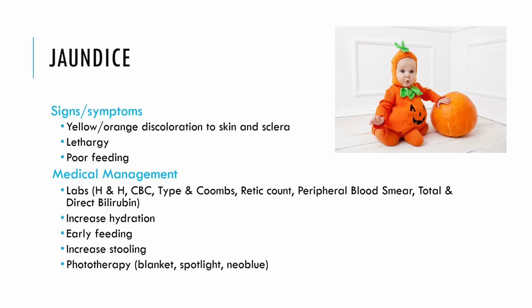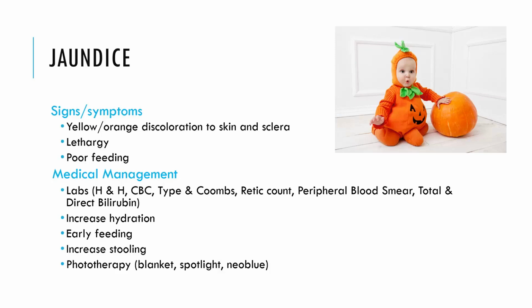Signs and symptoms, obviously, is a yellow and orange discoloration of the skin and sclera. And like I talked about, the sclera will be the one that will show up first. These babies can be lethargic, and that's kind of scary a little bit because the lethargy has to do with your brain, and that can be a neurologic sign. So that to me is a little bit scary if you have a jaundiced, lethargic baby. And then they can be poor eaters. These kids need to eat because they need to poop and they need to pee and they need to get their gut going, but they usually are poor eaters.